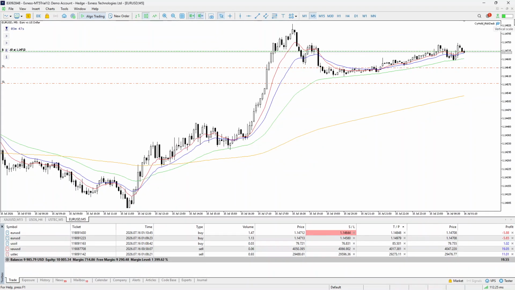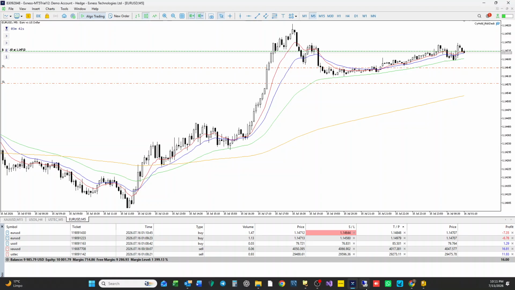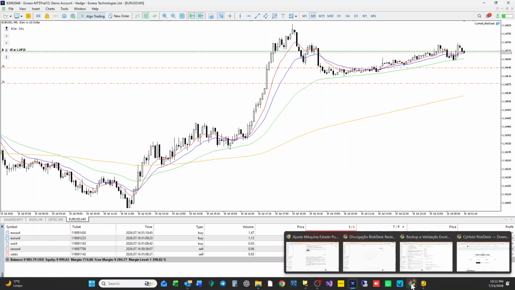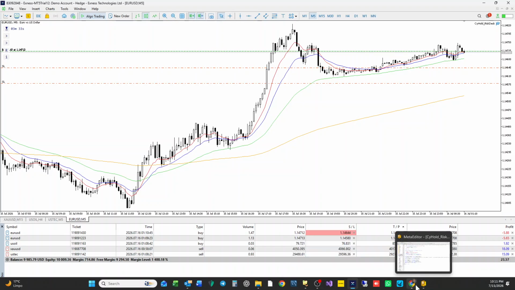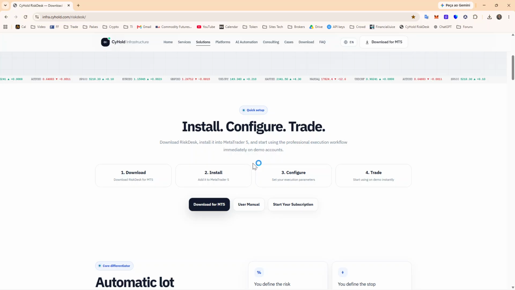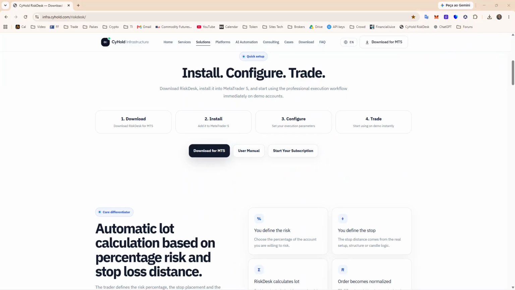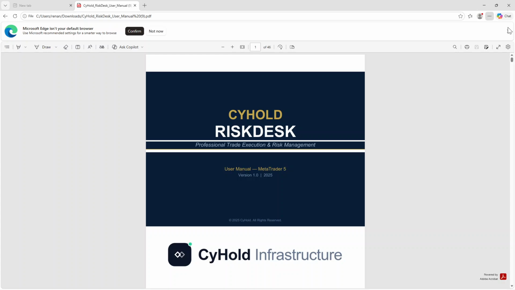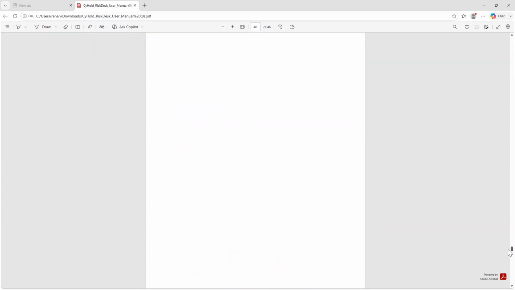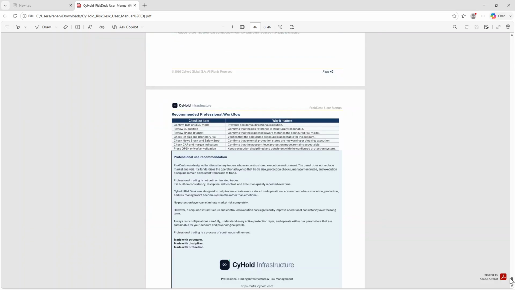So basically, this is how it works. I can explain in more detail. And of course, just so you know, RiskDesk, as I said, has about 9,500 lines of code. We have a user manual. I recommend everybody that will use RiskDesk, or who wants to understand how it works, read this manual, which has dozens of pages, 46 pages.